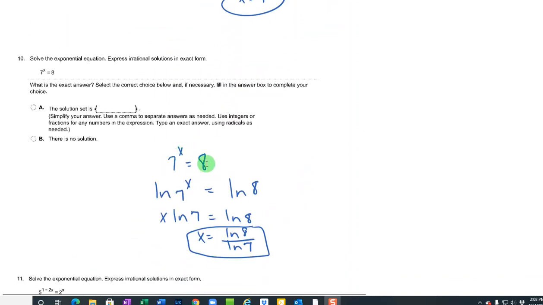7 to the x equals 8. There's no changing to get same bases, so we're going to take the natural log of both sides. The x gets to come to the front, so we have x ln 7 equals ln 8. Divide by the ln 7. And this says type an exact answer. Let me do that, because that means leave it in ln form. Don't use your calculator.